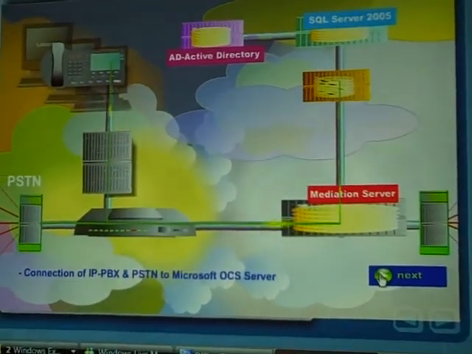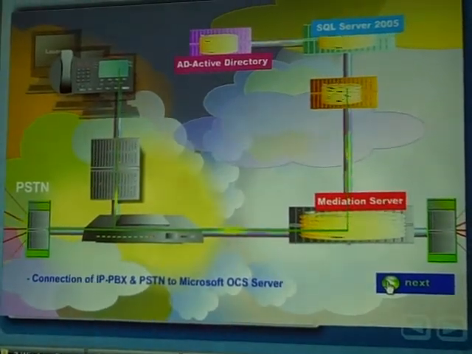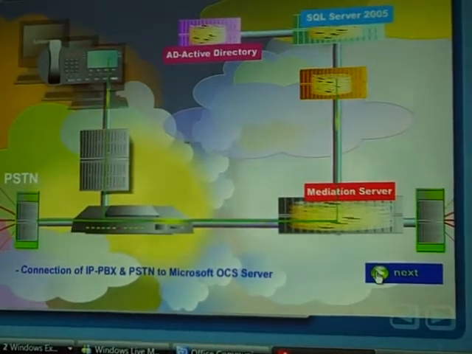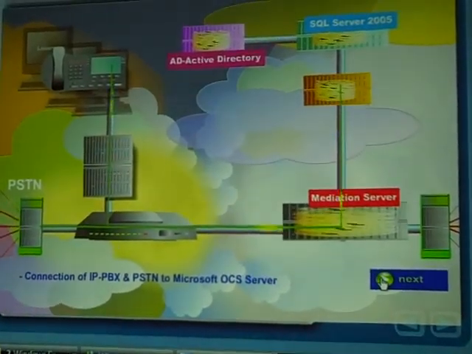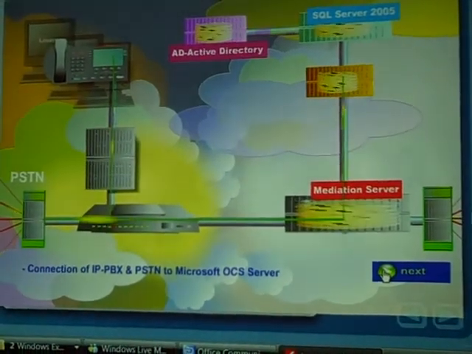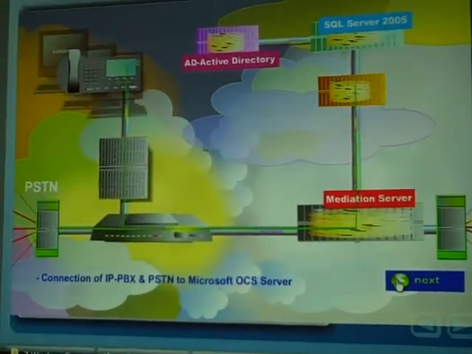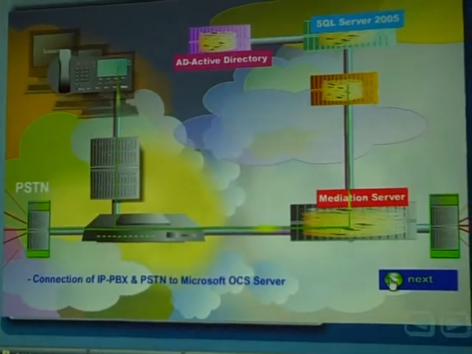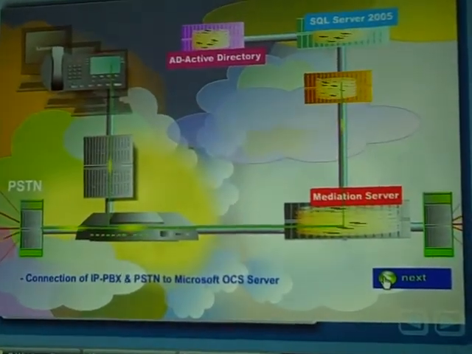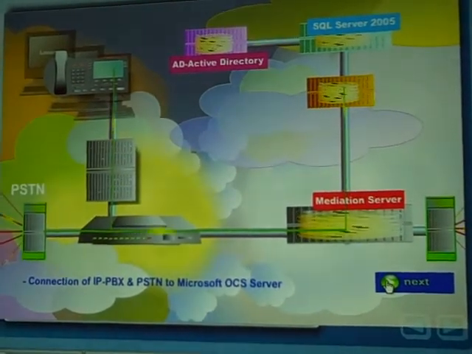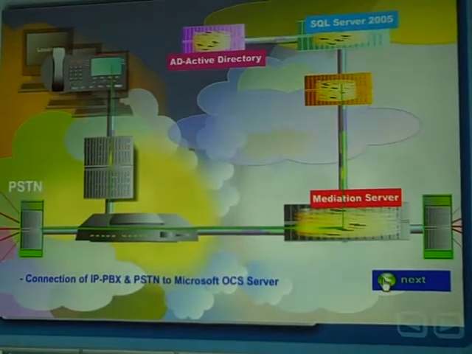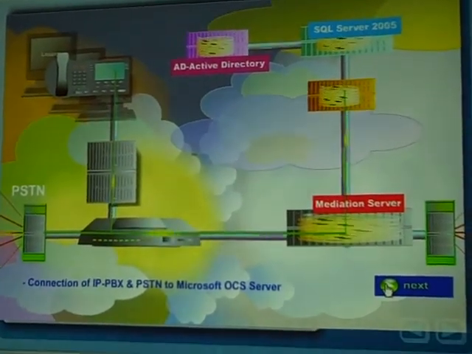Next is connection of IP PBX and PSTN into Microsoft OCS. This is a straightforward application where, in the NET product, the mediation server shown there on the lower right is built into the device so that you don't need a separate mediation server. The function of a mediation server, for those of you familiar with OCS, is to provide an interface between an internal network where all calls are on net to an external network or other networks. And the media gateway provides that feature functionality.